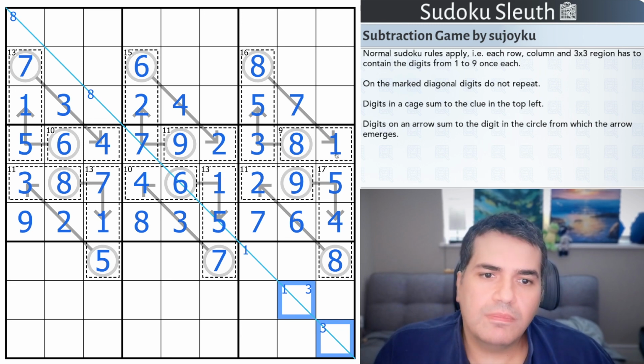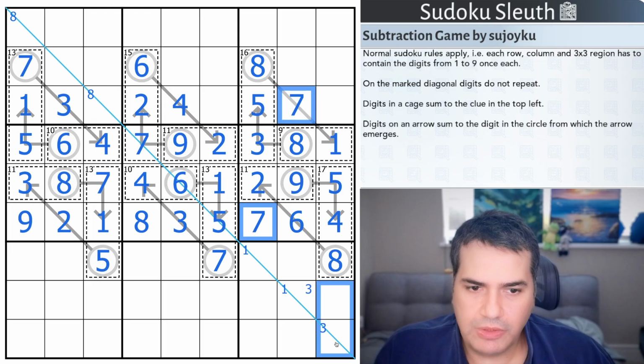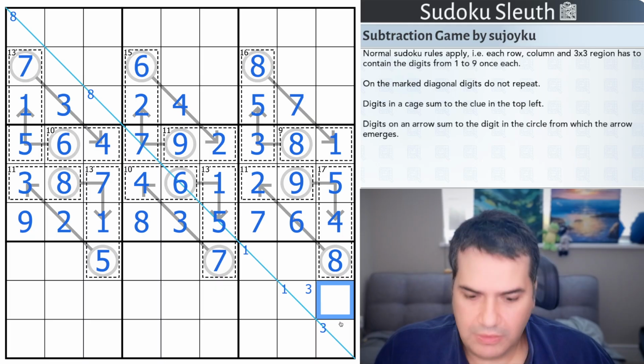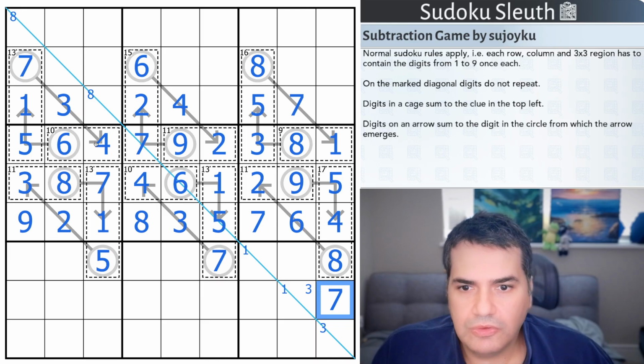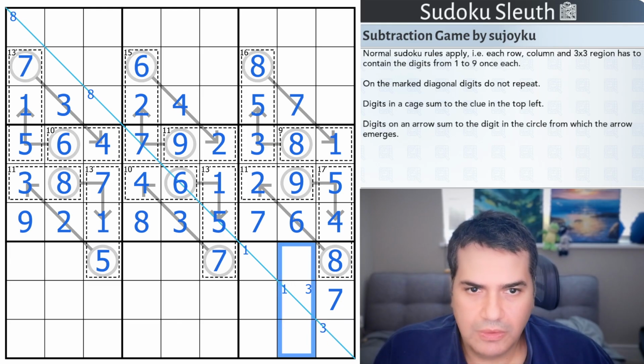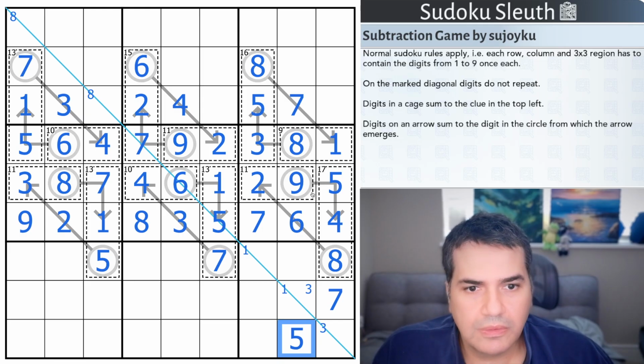How about 7s? They have to be down here. Can't be on the diagonal because of this 7. That's the only place for a 7. Can I use that same logic elsewhere? Essentially, I'm looking for things that are pushing stuff into the corner, so to speak, of the diagonals. 5s. Can't have a 5. Yeah, that's kind of working.